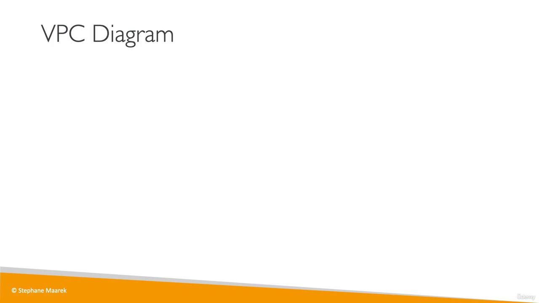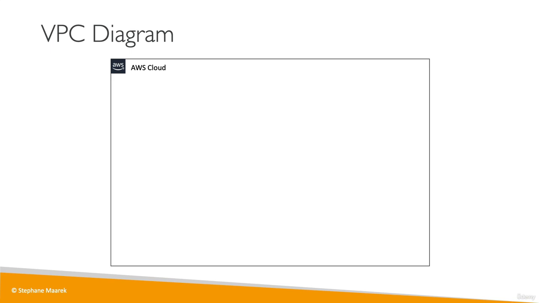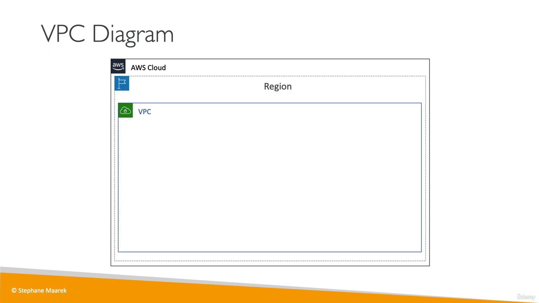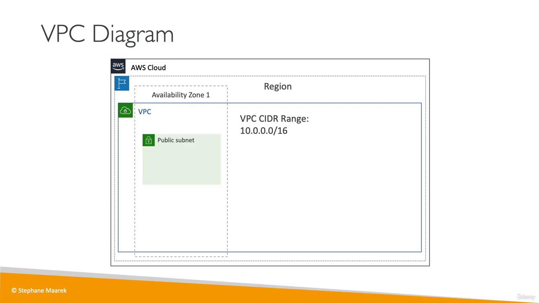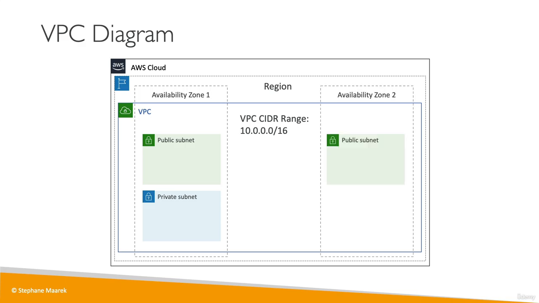So if we look at a more complete VPC, we have the cloud of AWS, and we'll have regions. Within a region, we'll have a VPC. And the VPC will have what's called a CIDR range, which is a range of IP addresses that is allowed within your VPC. And then the VPC can go across 2 or 3 availability zones. So we have AZ1 that contains a public subnet and a private subnet, and AZ2, which also contains a public subnet and a private subnet. So in this example, we have 2 AZs, 1 VPC, 4 subnets, 2 of them are public and 2 of them are private. And we can launch EC2 instances in each of these subnets.